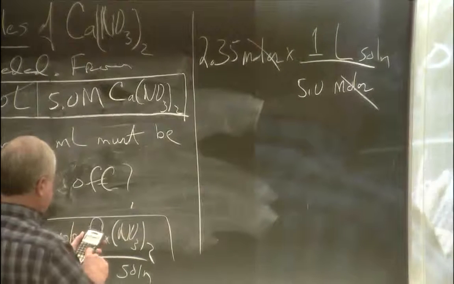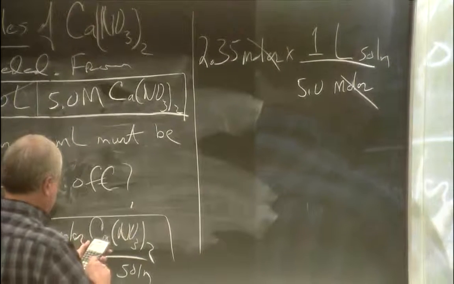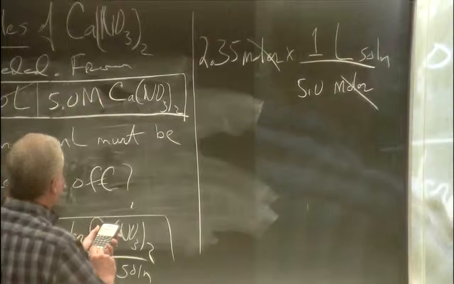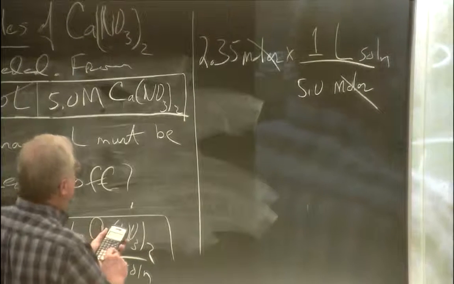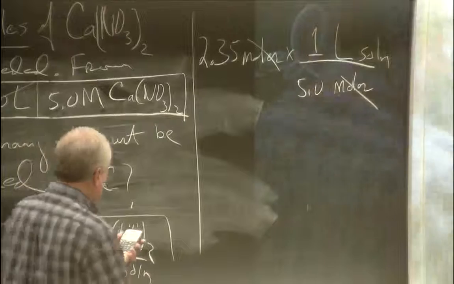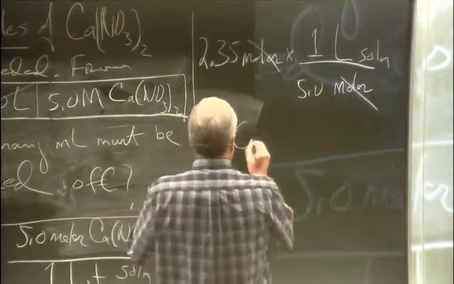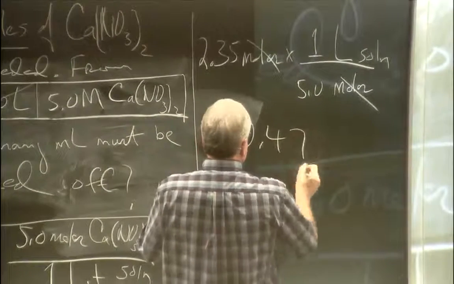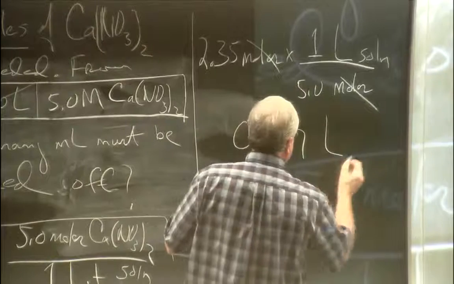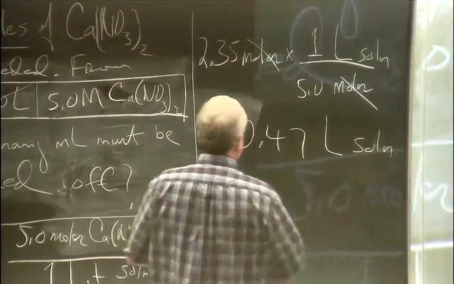So we'll have 2.35. Oh, geez, my calculator. Come on, don't do that. There we go. 2.35 divided by 5, and I come out with 0.47 liters of solution will be needed.